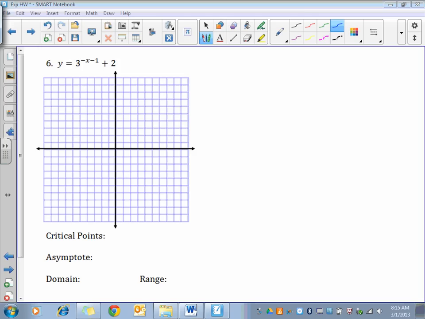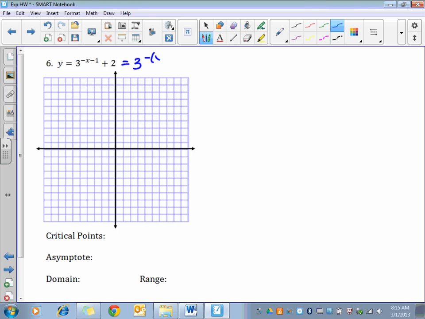Hi, welcome back. We are looking at an exponential graph now, and we're trying to graph a transformation of an exponential function. This is number 6 from the homework. So what we're looking at here is the function y equals 3 raised to the negative x minus 1 plus 2. And remember, the first step we want to do is factor out the negative from inside.